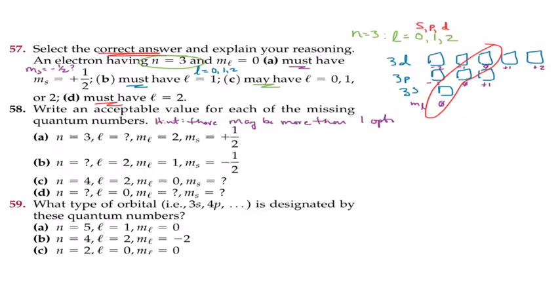The next one, write an acceptable value for each of the missing quantum numbers. Hence, there may be more than one option sometimes. You just have to write an acceptable value. Notice what we're doing in 58. What we're doing in 58 is kind of what I said over here. Narrowing down a set of quantum numbers for a given electron.